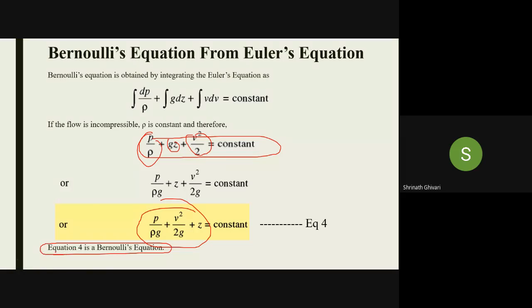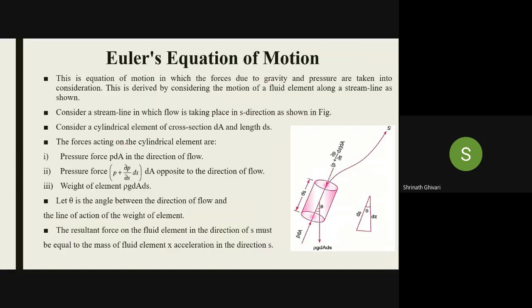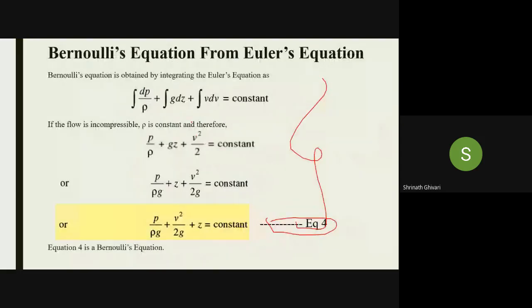So now what I meant to say is, if they ask you to derive the Bernoulli's equation from Euler's equation, or if they just say state Bernoulli's theorem and derive the Bernoulli's equation, many of the students will start from this and end it here itself. That is wrong. You have to start from the beginning, whatever we have discussed from here till here. So the derivation is complete till this point. Don't forget this.